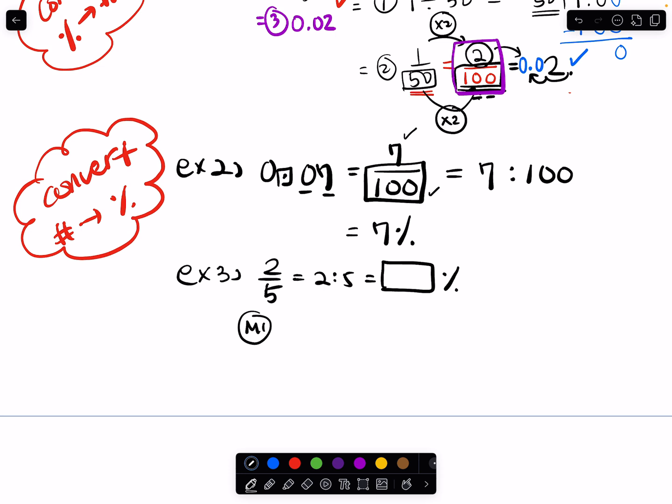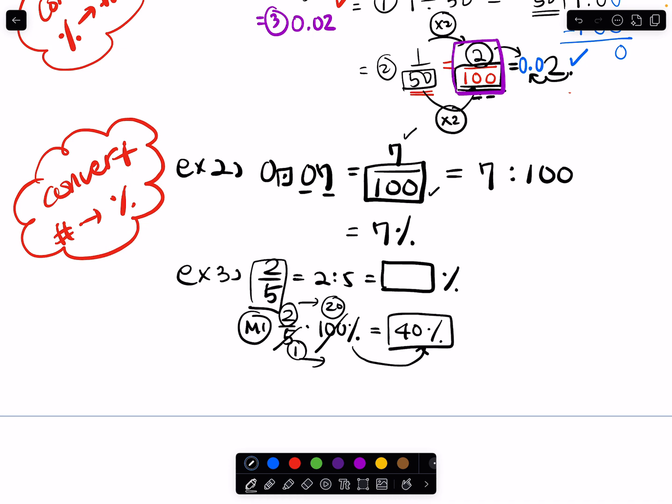Method number one says that you can multiply a fraction by 100%, right? To convert a number to a percent, we can do cross cancellation and then multiply across. I have a habit of circling the numbers that remain. So if you multiply across like that, it is 40, and the percent carries over. So therefore, 2 over 5 is equivalent to 40%.